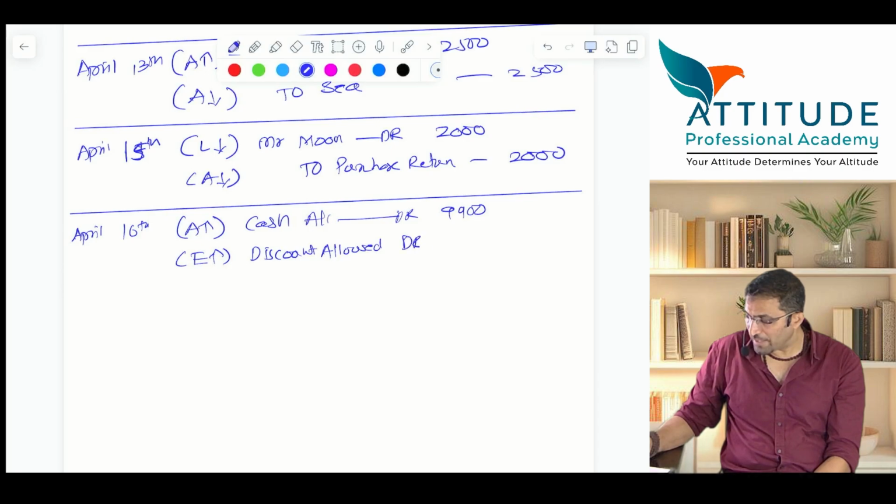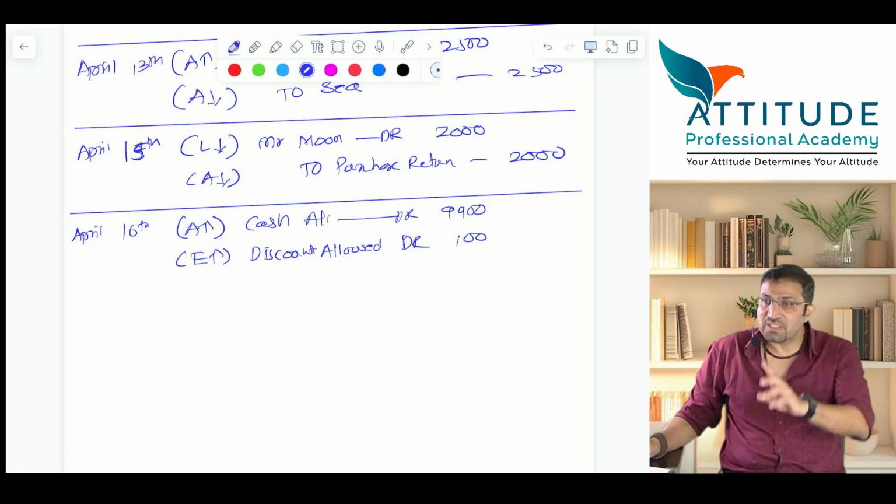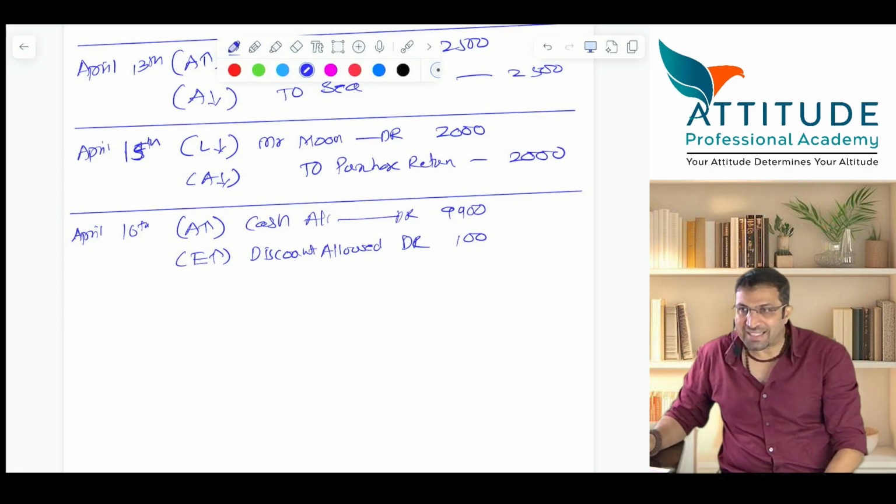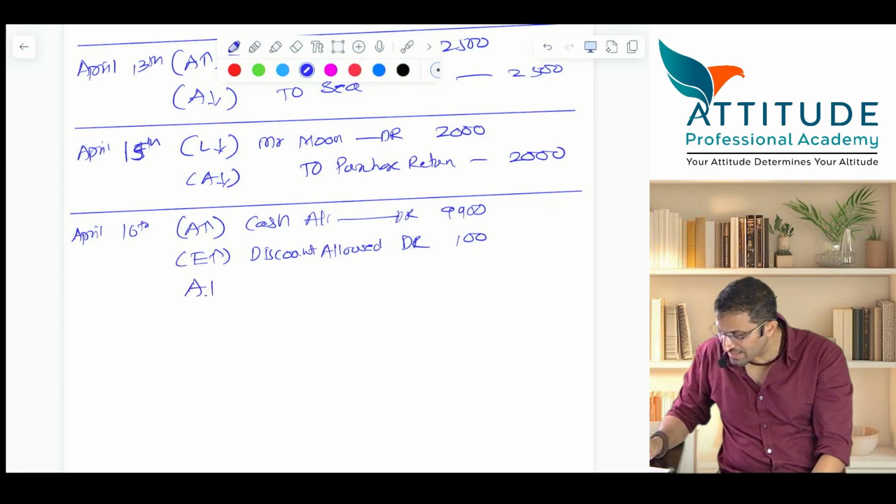Discount allowed, debit. How much? 100. Correct? And from whom did you receive this? Mr. C. Mr. C's account is already showing a debit balance. Now give his promise back. Asset balance reduces. Debtors balance reduces.